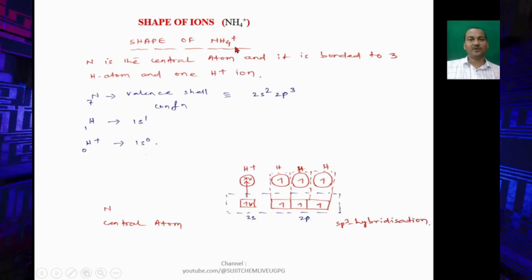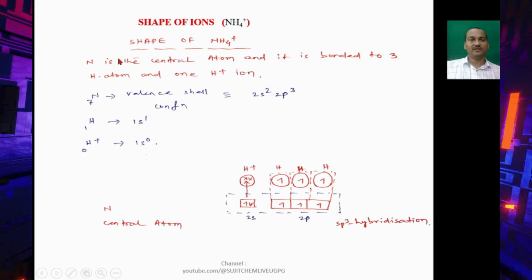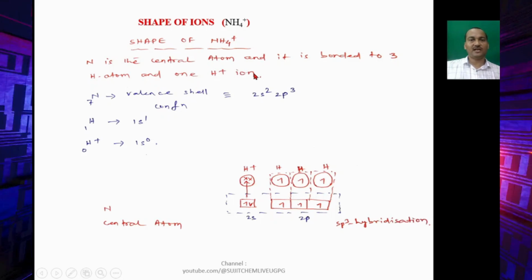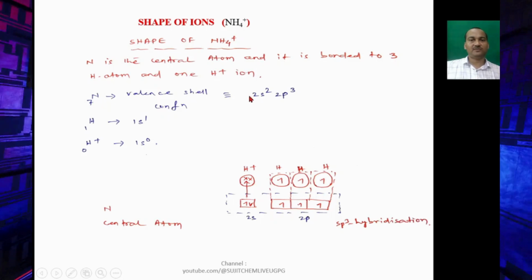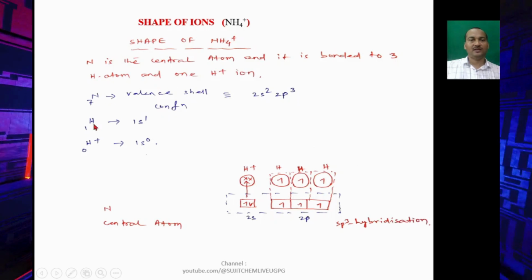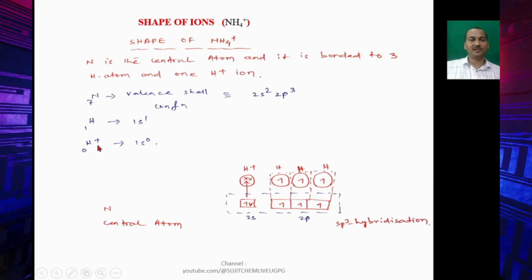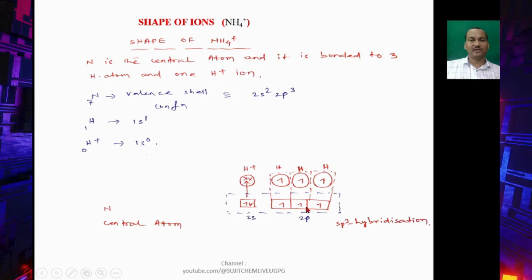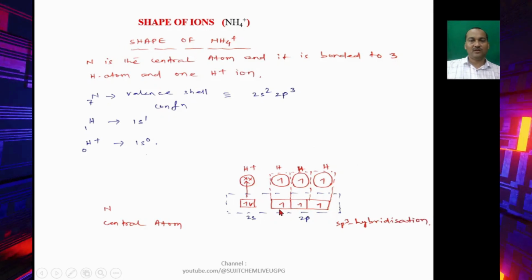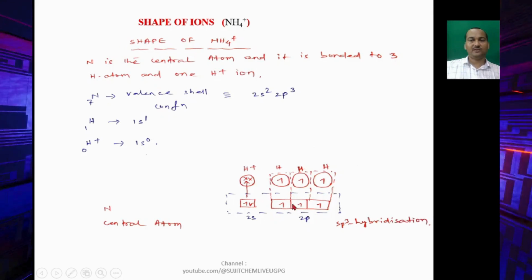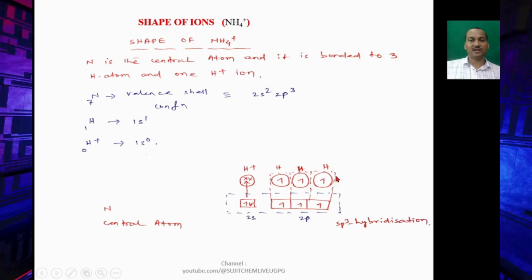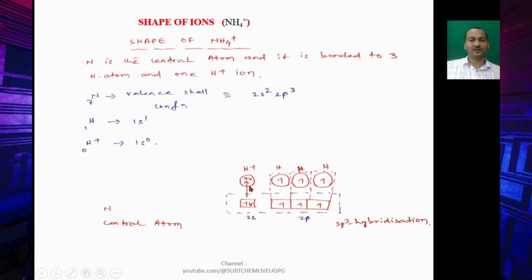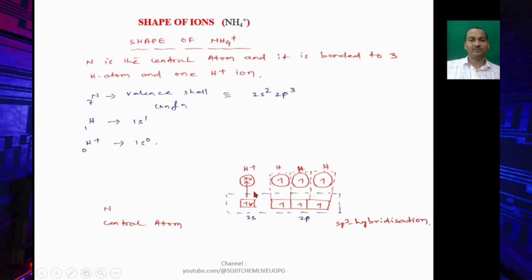So let's talk about the shape of the ammonium ion. Here nitrogen is the central atom and it is bonded to 3 hydrogen atoms and 1 H plus ion. Nitrogen has atomic number 7, so the valence shell configuration is 2s2 2p3, and hydrogen is 1s1, and the H plus ion has 1s0. So now the central atom has configuration 2s2 2p3. These unpaired electrons form 3 covalent bonds with 3 hydrogen atoms, and this 2s pair will donate its pair of electrons to the H plus ion which has a vacant orbital. So here you have a dative bond.